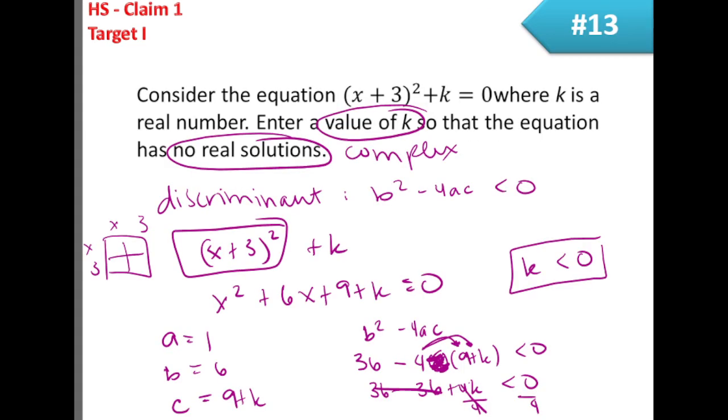Oh, sorry. It should be negative 4k. Oopsies. Negative 4 k, divided by a negative 4, flip the sign. So it should actually be k greater than 0. K greater than 0. So any number greater than 0.